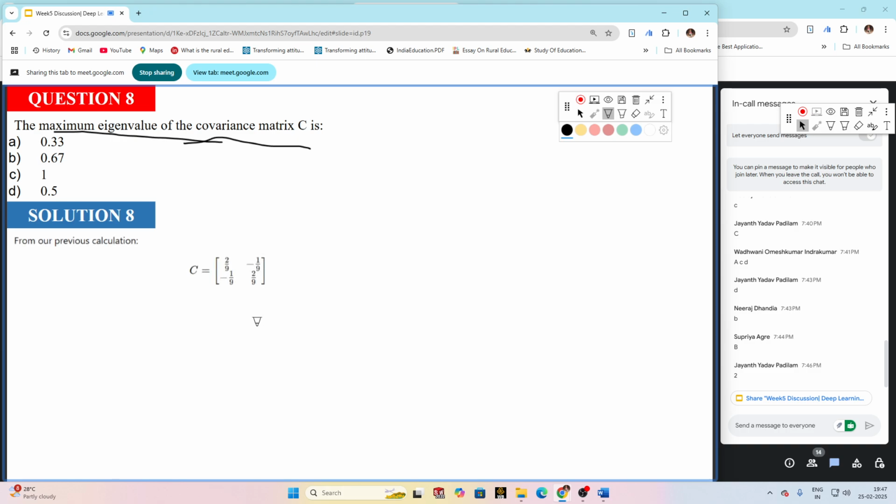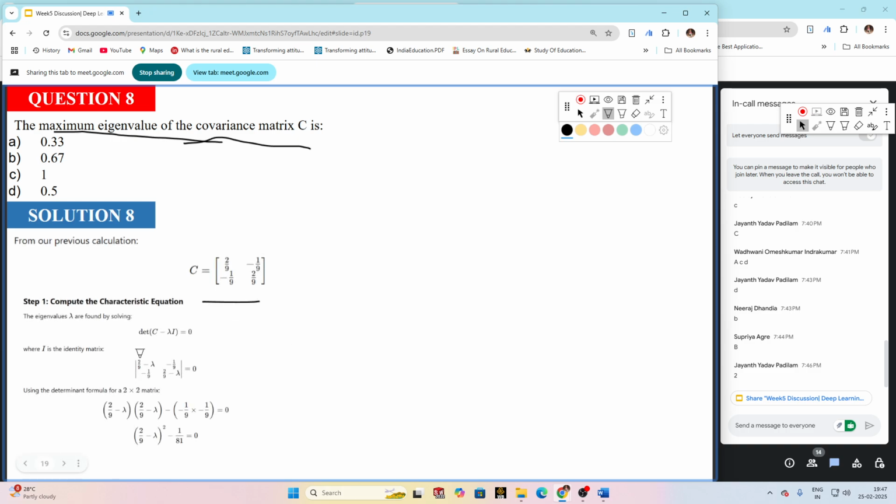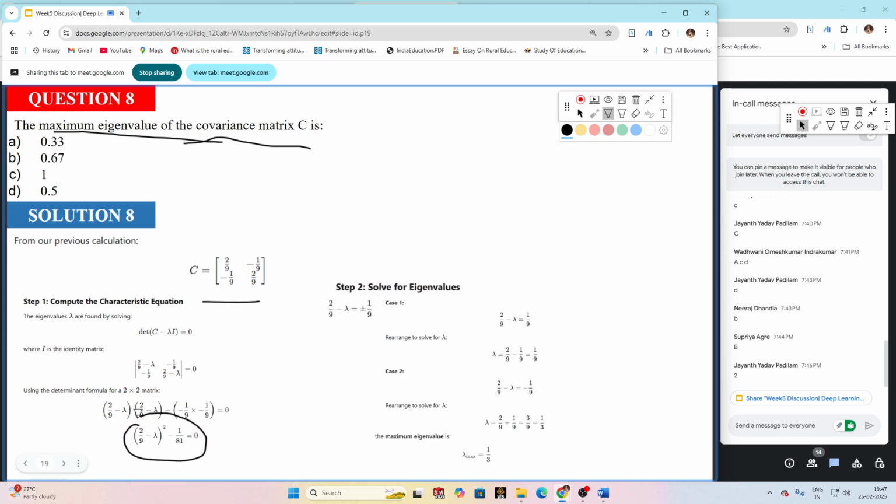We have to again form a characteristic equation for this, that is determinant of C minus lambda I equals 0, and we will arrive at this equation. This is our characteristic equation. Just factorize this and we will get two cases: 2/9 minus lambda equals plus or minus 1/9. First take plus 1/9, and we get the value 1/9. Then solve with minus 1/9, and we arrive at 1/3. Lambda 2 will be 1/3. So lambda 1 is 1/9, lambda 2 is 1/3.